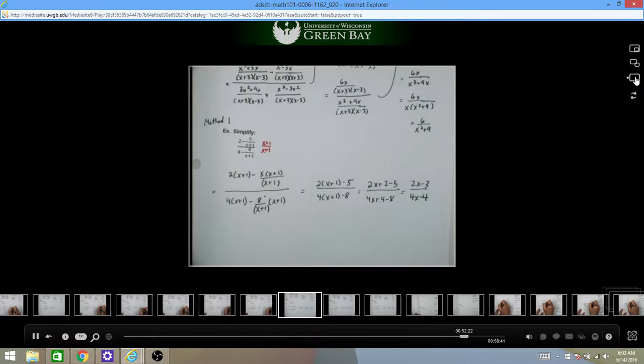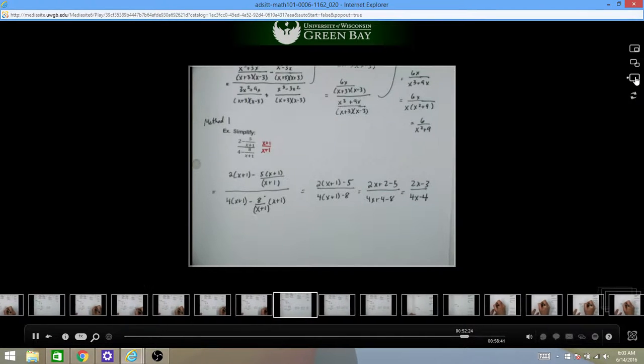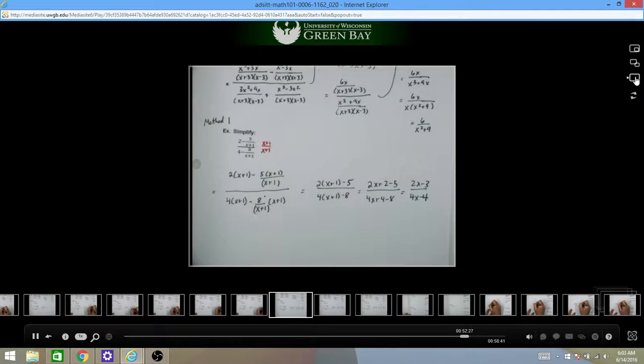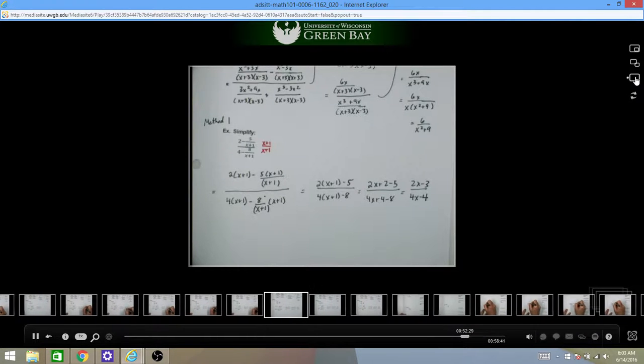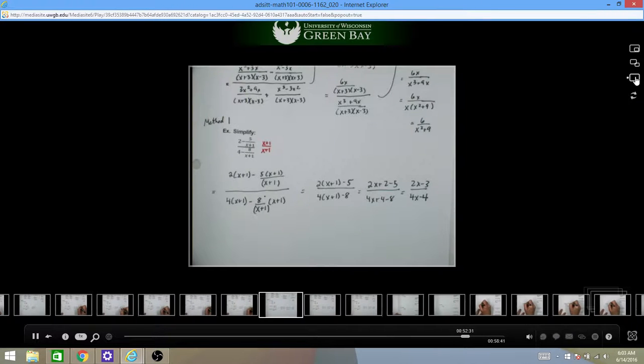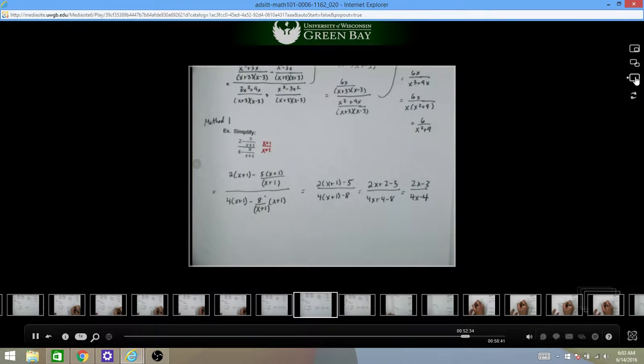So method 1 is usually for when you have a little simpler form, simpler denominator, or just one sum that's not too bad, and then multiply each term by that least common denominator.